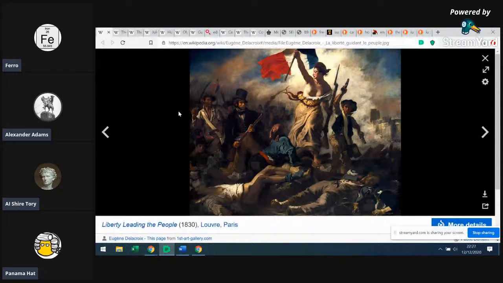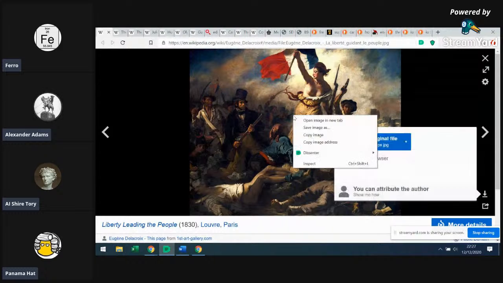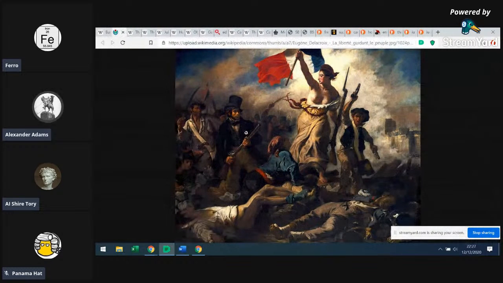So this is Delacroix from 1830. This was the restoration of the, I can't remember. But anyway, it's Liberty Leading the People. It's a callback to the French Revolution, and she is wearing the Phrygian bonnet of the revolutionary, and she is leading the people across the barricades.